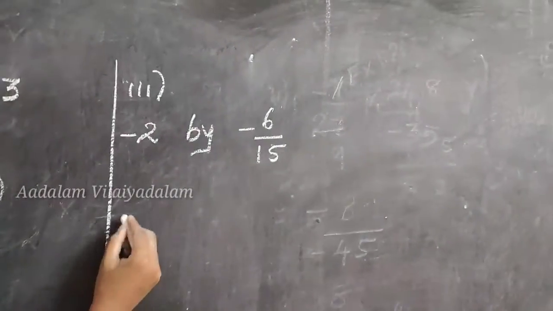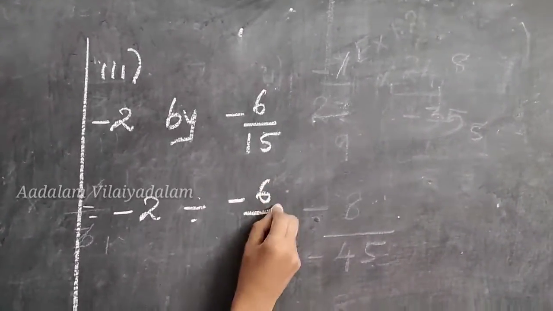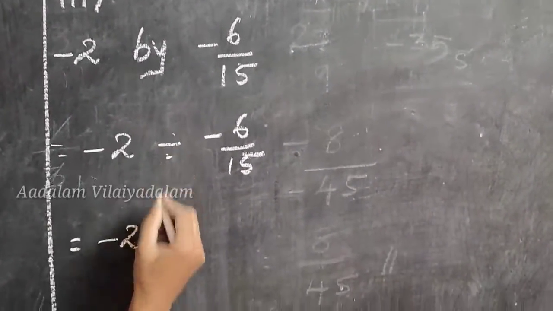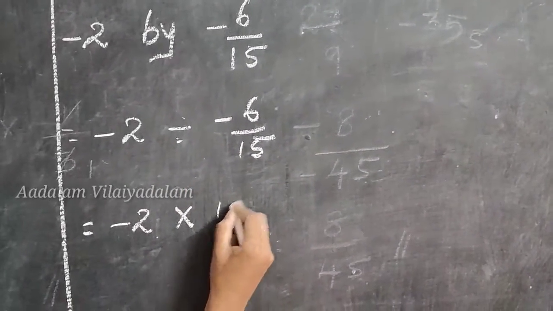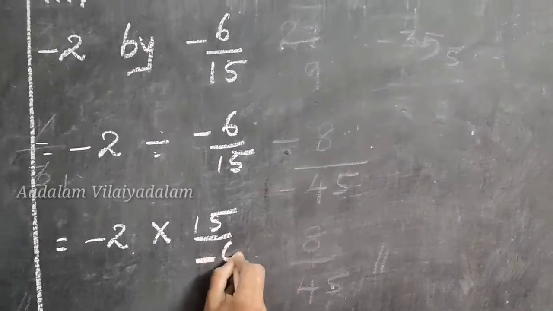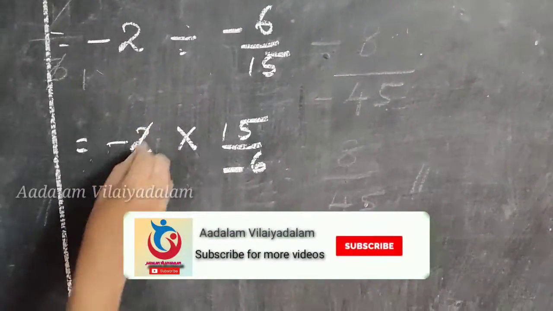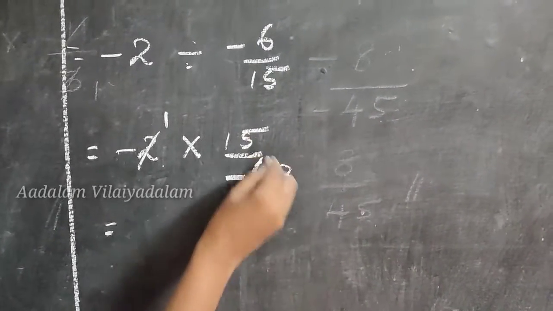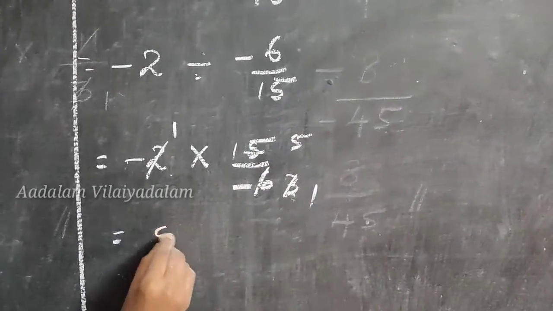So third question, minus 2 divided by minus 6 by 15. So convert to multiplication, take reciprocal on second fraction. So 15 divided by minus 6. Here also minus into minus plus. So 2 table 1 times, 2 table 3 times only. So again cancel 3 table, 3 ones are 3, 3 5s are 15. So the answer is 5.